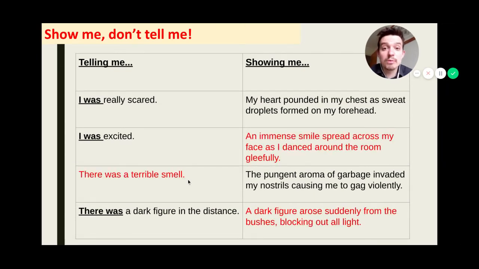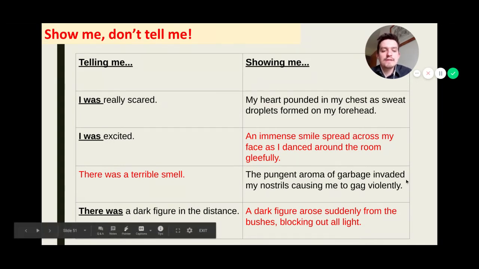So here are some examples that you could have written. I was excited. That's telling me, as you'll see from "I was", but instead you could show me. An immense smile spread across my face as I danced around the room gleefully, full of happiness. That's the one thing that you're really looking for. You're looking for the sense of showing me what your body is doing rather than telling me.